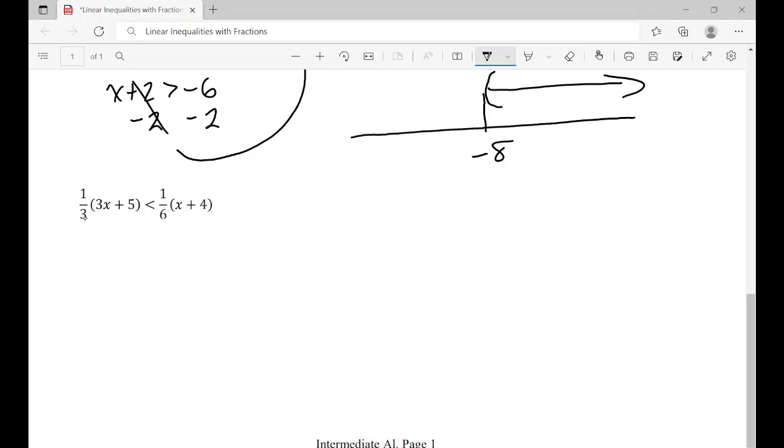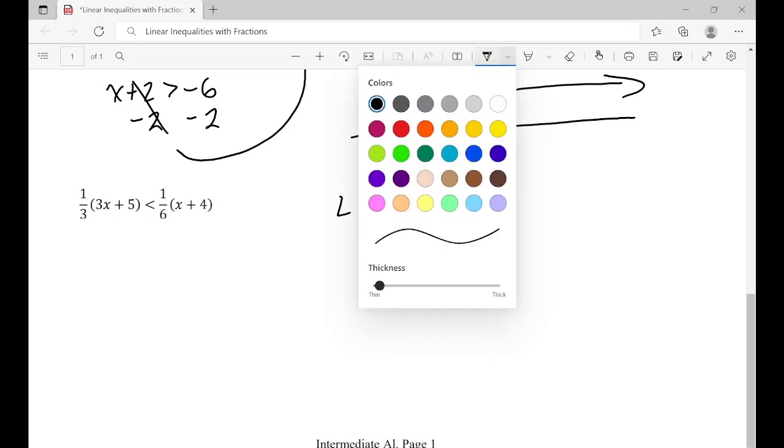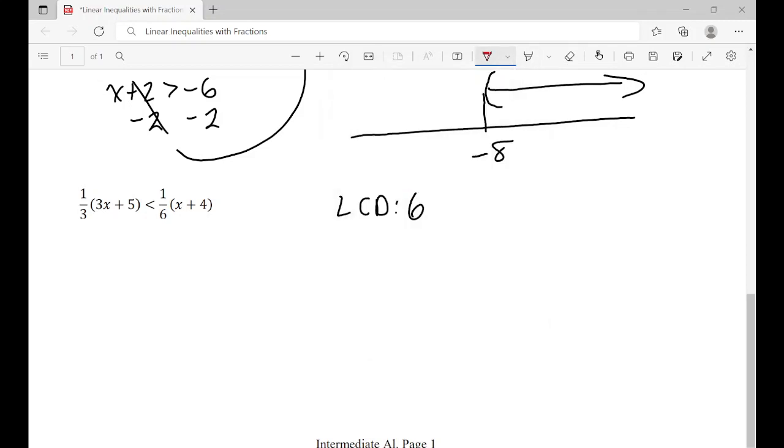Last, 1/3 times 3x plus 5 is less than 1/6 times x plus 4. Want to clear my fractions, get them out of here. So the LCD between 3 and 6 is going to be 6 again. And now I'm going to multiply the entire inequality by 6.